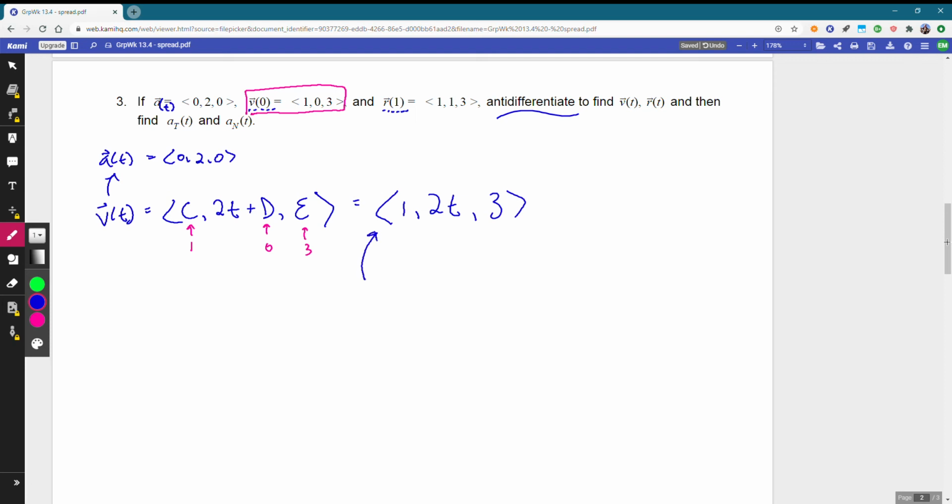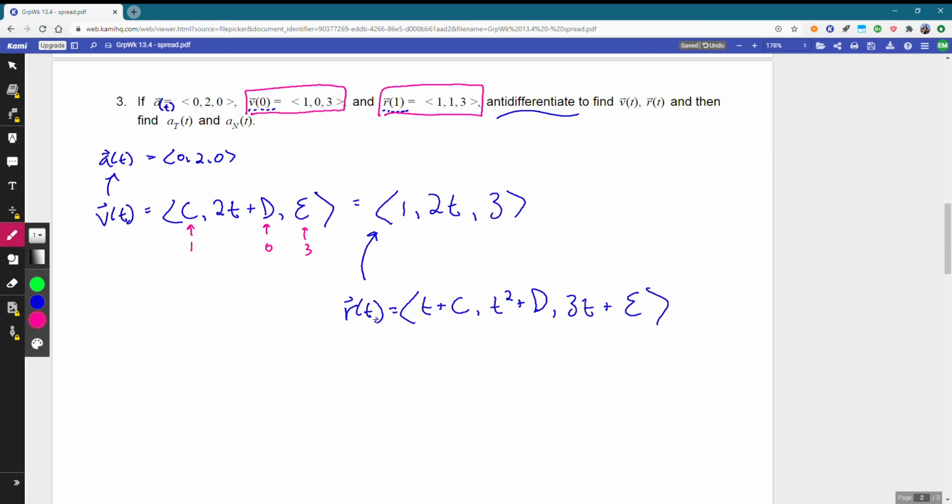All right, now from here we can find our position function. And we're anti-differentiating each component. So antiderivatives of 1 are t plus some constant. Next we'll get t squared plus some constant, and then 3t plus some constant. And I'm just reusing the same letters again. We could have continued on with f, g, and h or something if we wanted to. But anyways, looking at this information, that at time 1 our position is 1, 1, 3. We can see what these need to be.